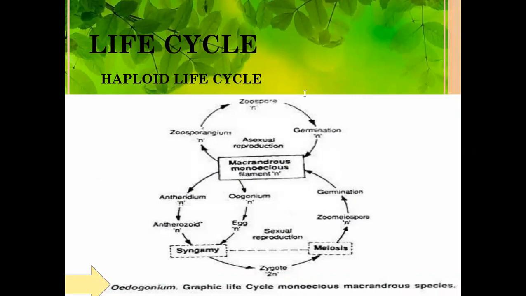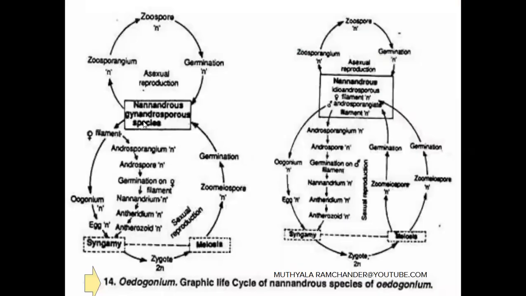The next are gynandrous and idiandrous. In all these types of reproduction, asexual reproduction is common. Asexual reproduction is done by the zoosporangium, which produces zoospores. The zoospores develop again into Oedogonium: zoosporangium, zoospores, germination, and Oedogonium.